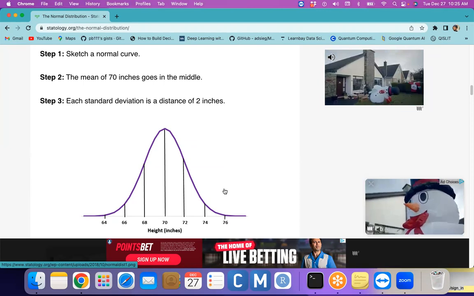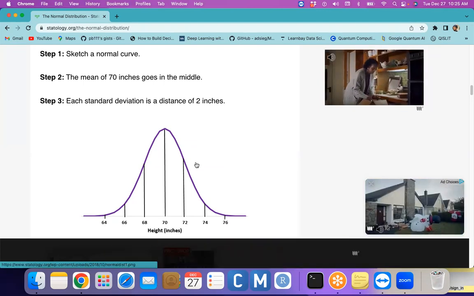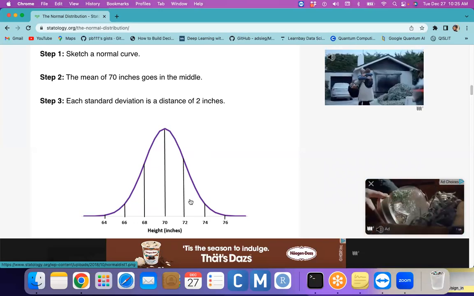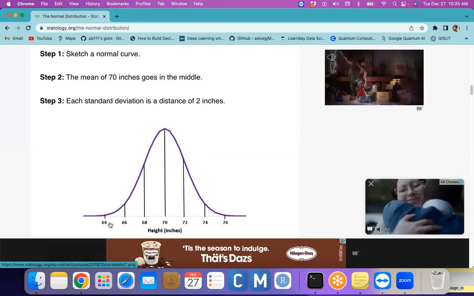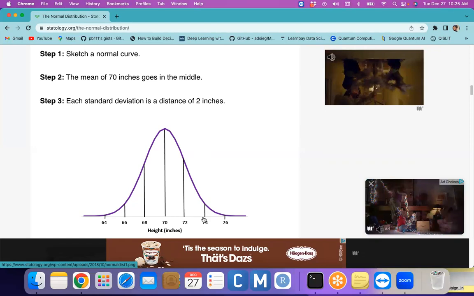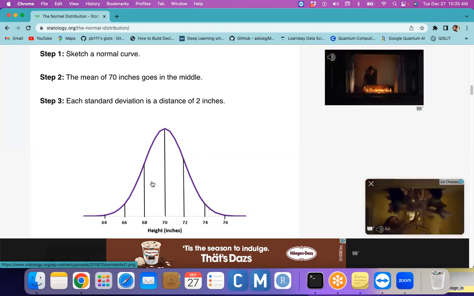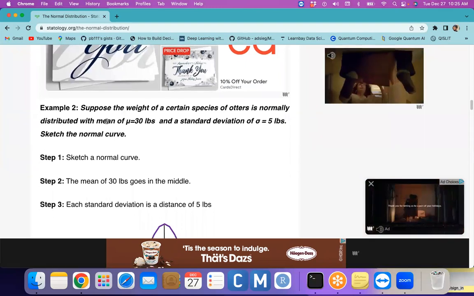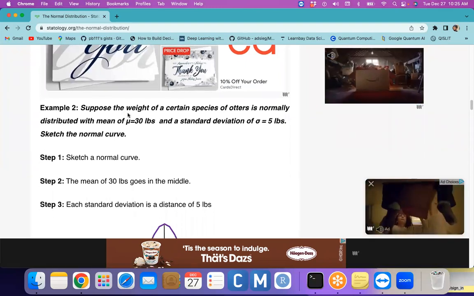In that particular school, 99.7% of the males' height is in between 64 to 78 only. That is exactly the meaning of the normal distribution. Okay, here this is another example.